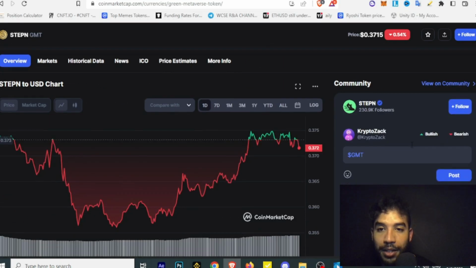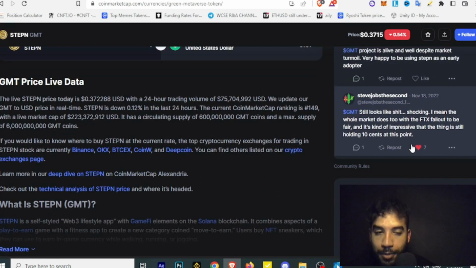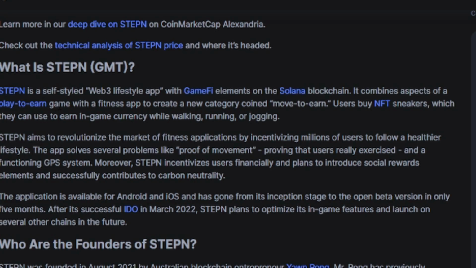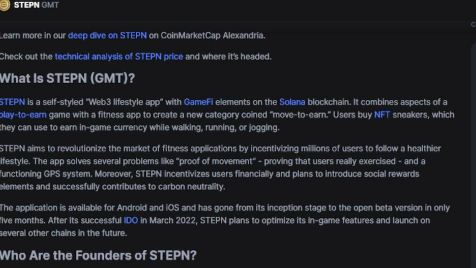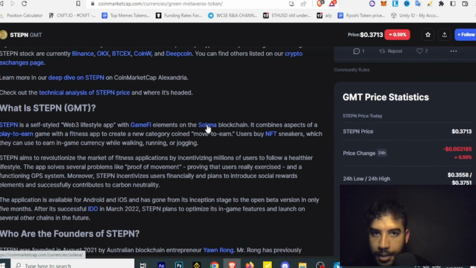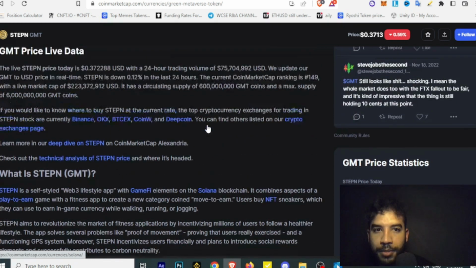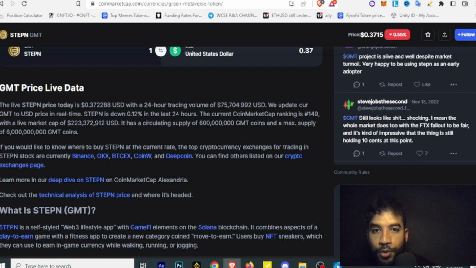Next thing we want to know is what is in fact this project, right? What they are doing. It is a Web3 lifestyle app with gamified elements on the Solana blockchain. It combines aspects of a play to earn game with a fitness app to create a new category coined move to earn. So basically this is something like a fitness app where you earn the GMT tokens, you get rewarded for your physical activity.